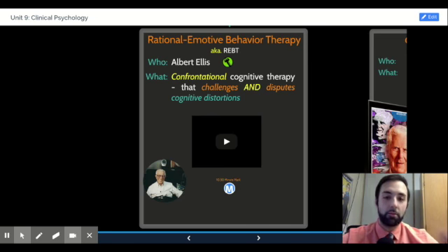But REBT, or rational emotive behavior therapy, is a confrontational form of cognitive therapy where the therapist on purpose both challenges and disputes the validity of the patient's cognitive distortions. And this can be incredibly confrontational. If you think back to when we first talked about insight therapy and specifically talked about the Carl Rogers client-centered approach with the active listening and the rewording and the head nodding, that was a very gentle type of therapy.